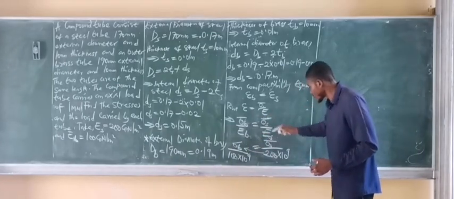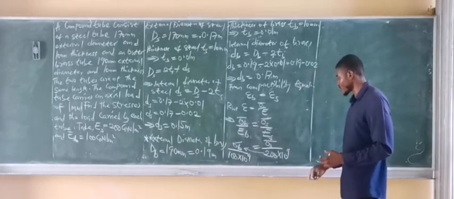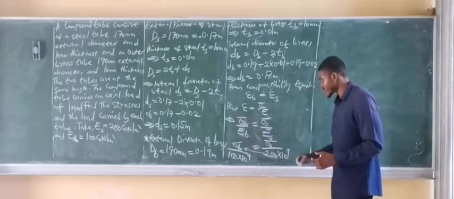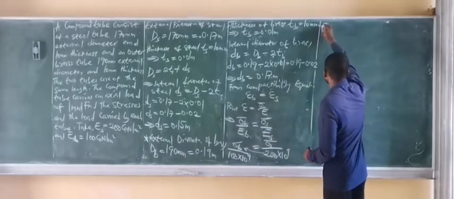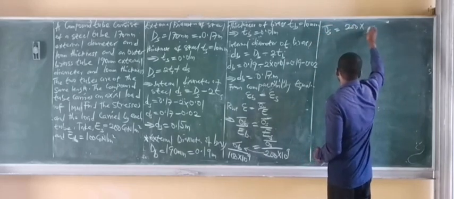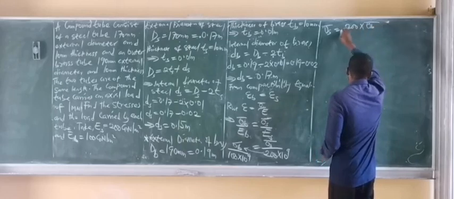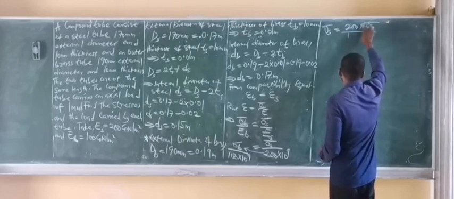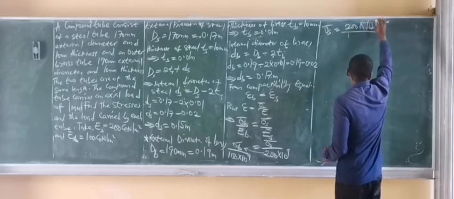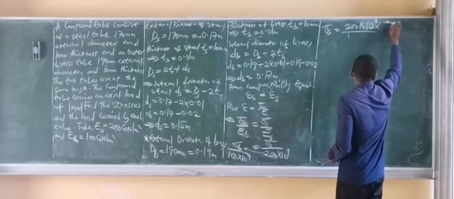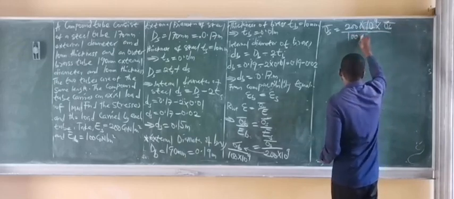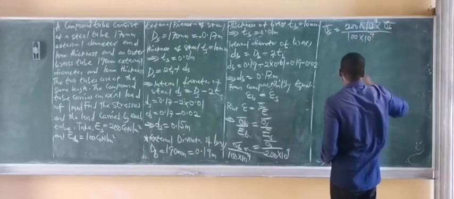Okay, but we leave stress of steel behind. Let's leave stress of steel subject to the formula. So we are multiplying 200 by 10 raised to power 9 multiplied by stress of brass all over 100 by 10 raised to power 9.